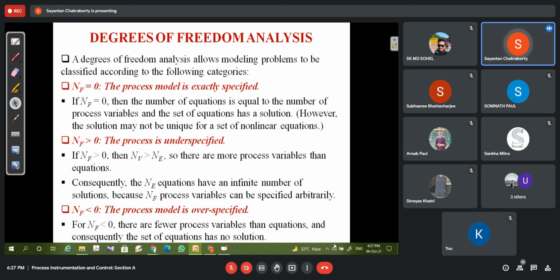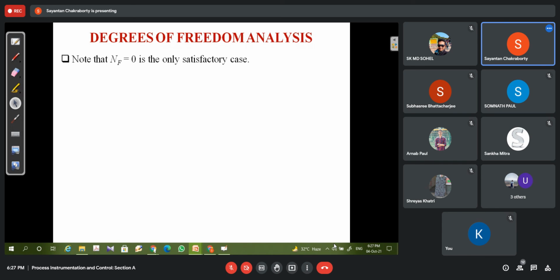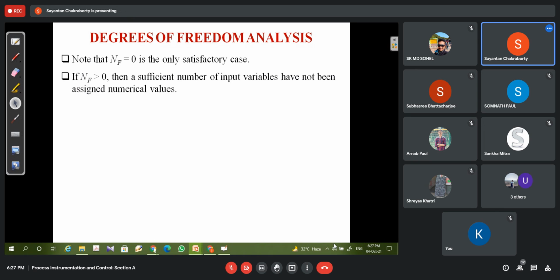NF greater than 0 is again not advisable because you have an infinite number of solutions. So the most suitable situation will be NF equal to 0. It's always the satisfactory case. But if NF is greater than 0, then what you can do, you can have a sufficient number of input variables. There is a sufficient number of variables to which you cannot assign a numerical value because they are not solvable.